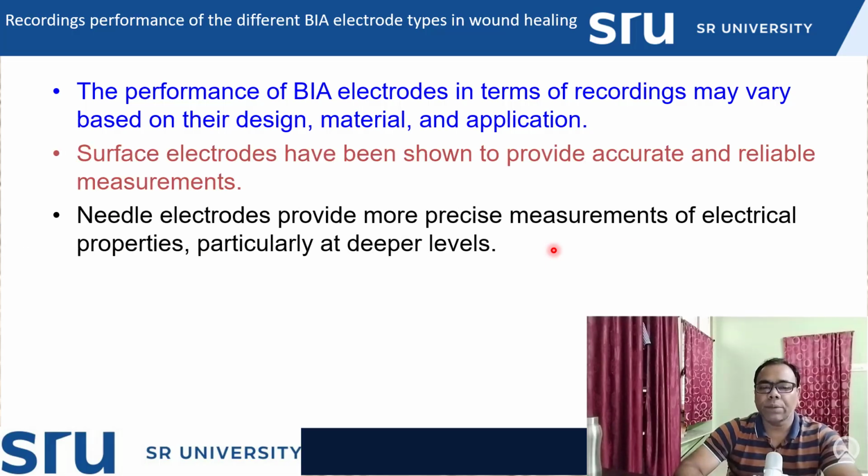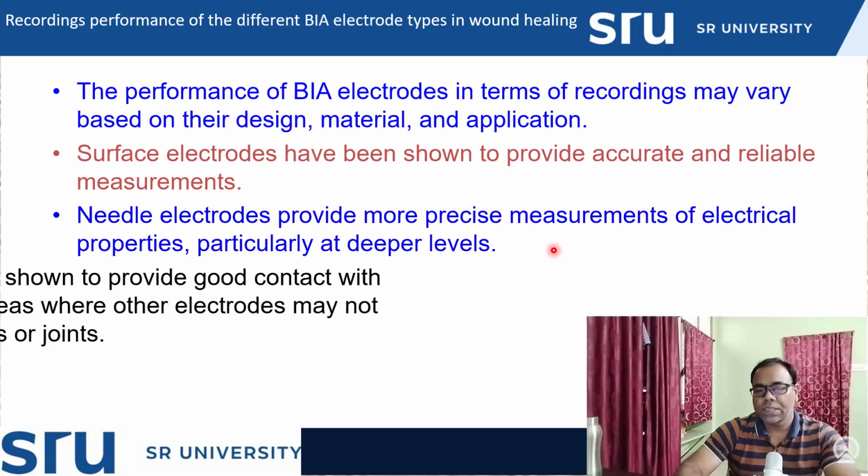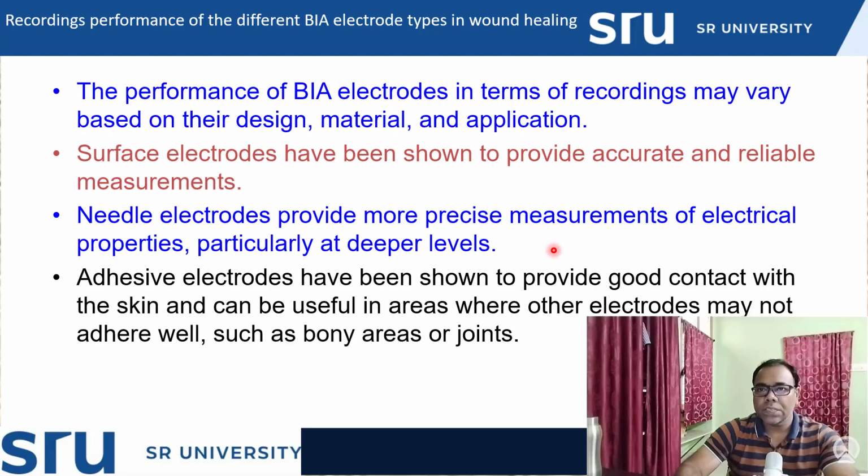Similarly, the needle type of electrode will provide more precise measurement of the electrical properties, particularly at deeper levels. At deeper levels, the needle electrode will be better than the surface electrode. Similarly, the adhesive electrode has shown good contact with the skin and can be useful in areas where other electrodes may not adhere properly, such as bony areas or joints. In those areas the adhesive electrode will be more suitable and will give more accurate information than the other types of electrodes.